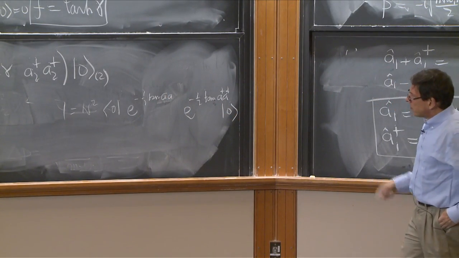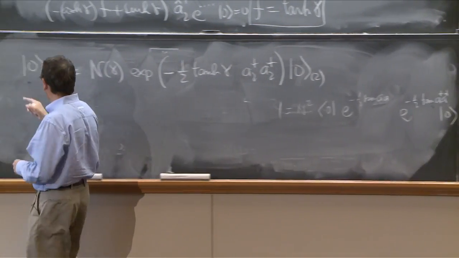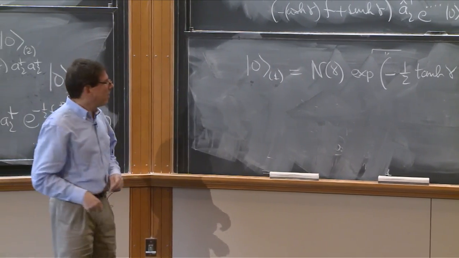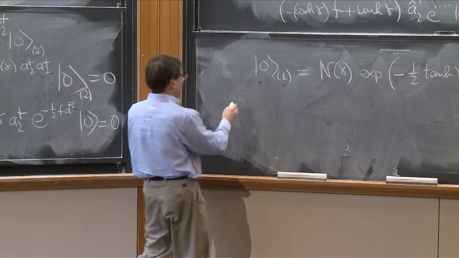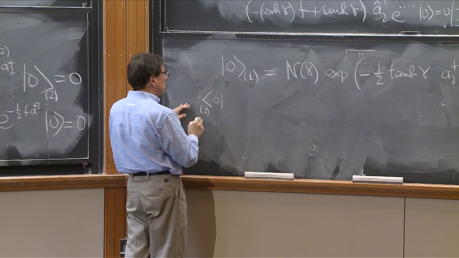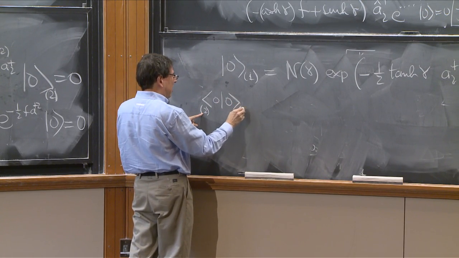So there's one way of getting the normalization here that is not so bad. It's a little surprising what you do. You do the following. You declare, I'm going to compute the overlap of the vacuum of 2 with the vacuum of 1.